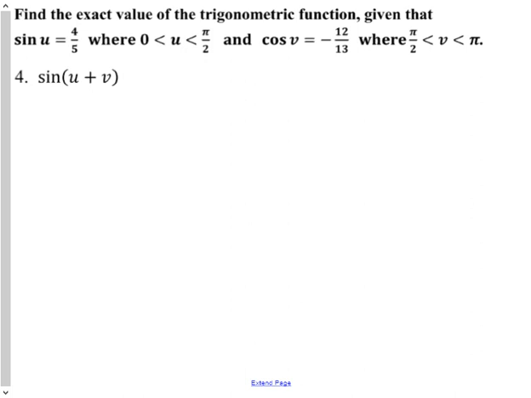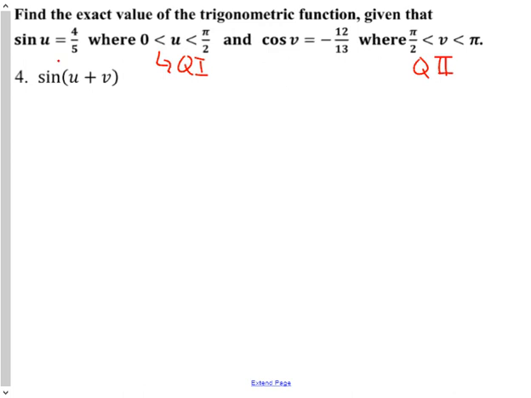Next, some positive values here. We've got: find the exact value of the trigonometric function given that sine of u is 4/5, where 0 is less than u is less than pi over 2, and cosine of v equals -12/13, where pi over 2 is less than v is less than pi. Looking at these, it basically just tells you u is in quadrant 1, v is in quadrant 2. That's what that limit tells you.